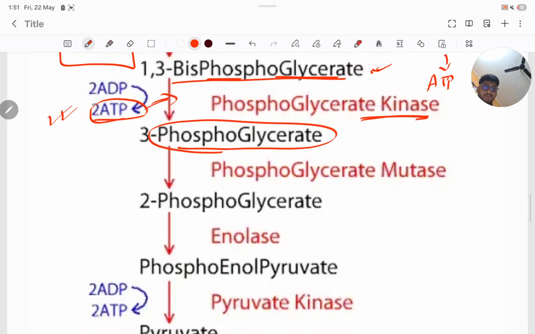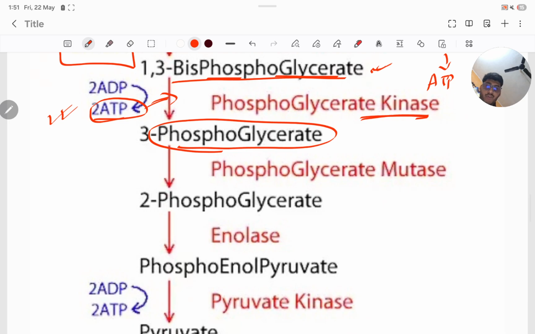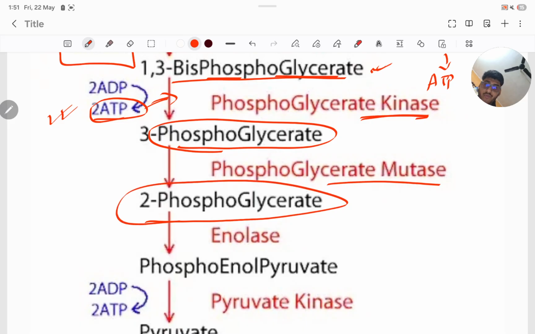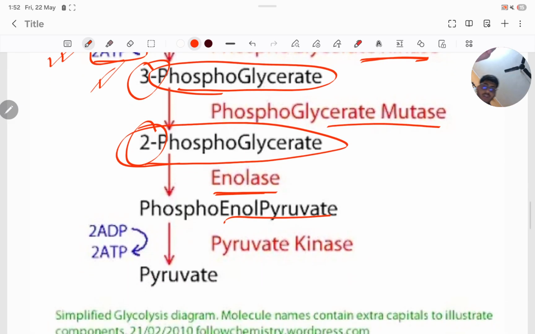In the next step the phosphoglycerate mutase comes into action and converts 3-phosphoglycerate into 2-phosphoglycerate. These steps you will have to remember. All of these are enzymes. There is nothing to understand over here. Then comes the enolase enzyme, which converts the 2-phosphoglycerate to phosphoenolpyruvate. The enol group is added.